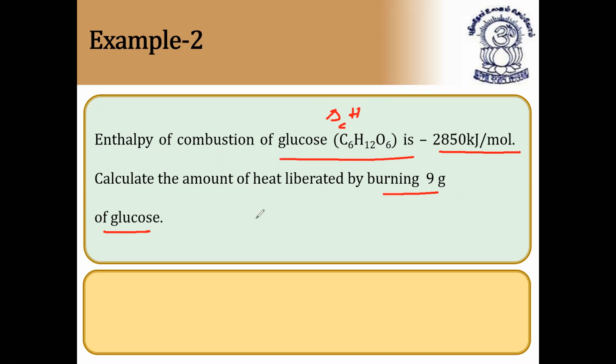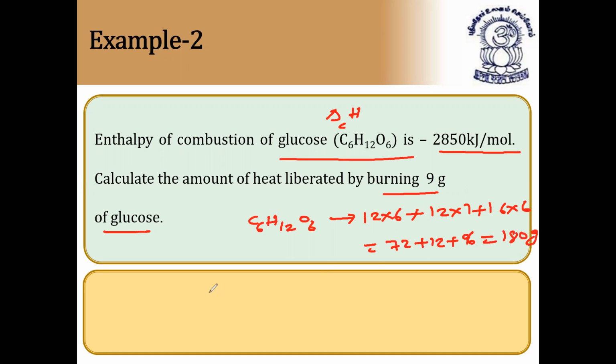So we already know, for glucose, what is the molecular weight? Molecular weight of glucose, C6H12O6, is equal to carbon 12 into 6 plus hydrogen 12 into 1 plus oxygen 16 into 6, so it is 96. So it is equal to 72 plus 12 plus 96, which is equal to 180. So the molecular weight of glucose is 180 grams. So for burning 180 grams, this much energy is liberated, that is minus 2850 kilojoules per mole.